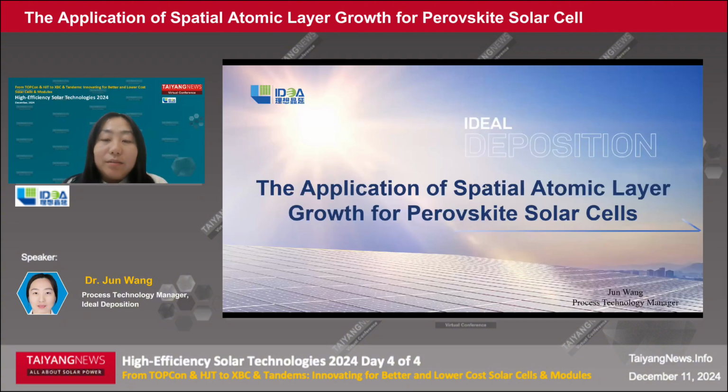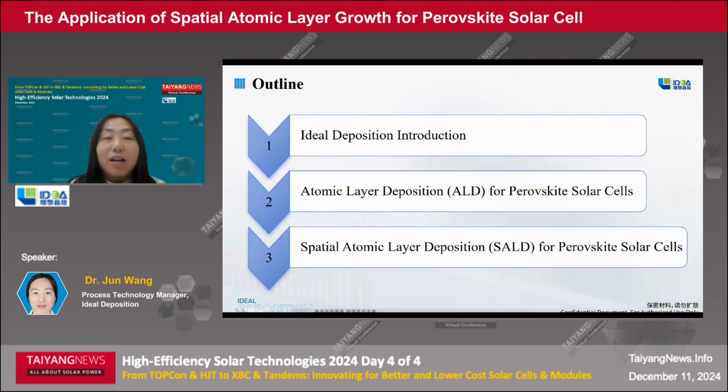Hello, everyone. I'm Jun Wang from Ideal Deposition, and I'm very honored to be here to share this topic about SALD for perovskite solar cells. Here is the outline. I'm going to talk about three parts. The first part is a brief introduction of Ideal. The second part is about ALD, and the last part is about SALD.